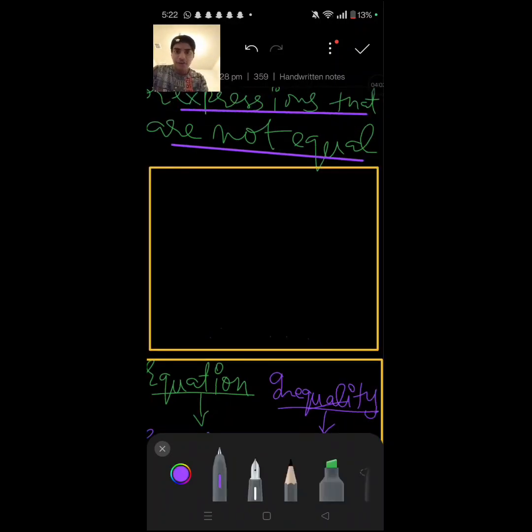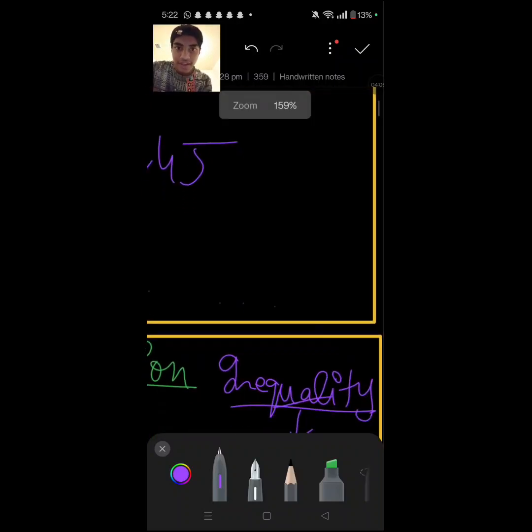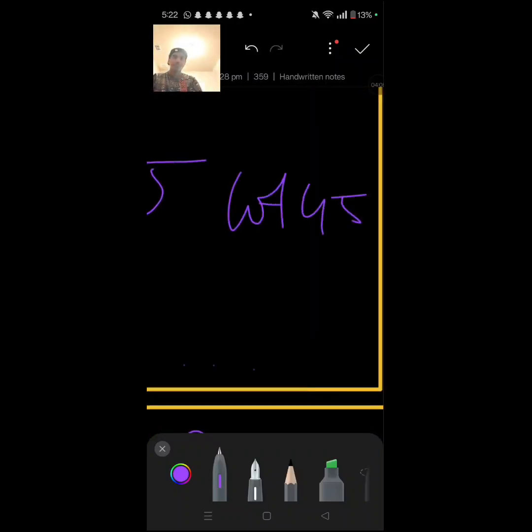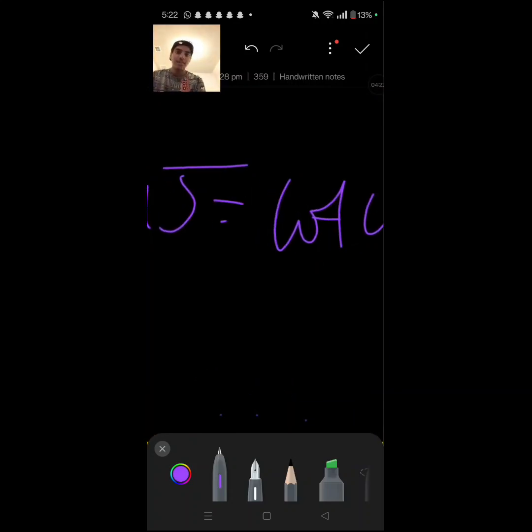To explain that, let's say tan 45, and then we have cot 45. Both of them have one value. What is that value? 1. Tan 45 is 1. Cot 45 is also 1. Is it or is it not? So I can say tan 45 is equal to cot 45. This right here becomes an equation.